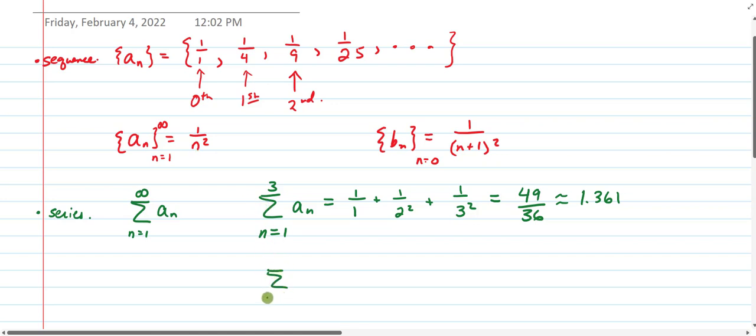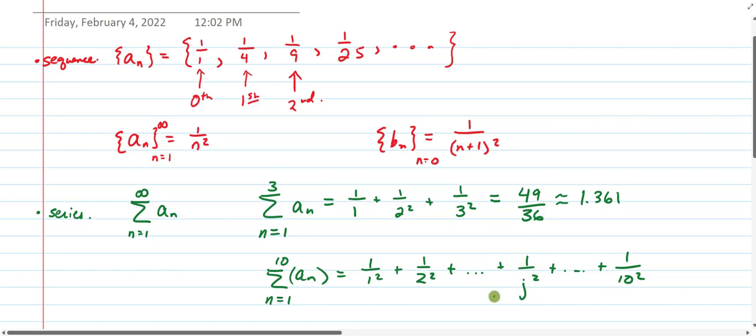I could take the series from n equals 1 to 10 of a sub n, and here I'll just start it out. It's 1 over 1 squared plus 1 over 2 squared plus dot dot dot, plus 1 over j squared plus dot dot dot, and we stop at 1 over 10 squared. I really shouldn't put an n here to denote an arbitrary element, since I'm using the counter n, so I need to use some other counter, so maybe I'll put a j. So that's just the jth element in the sum.